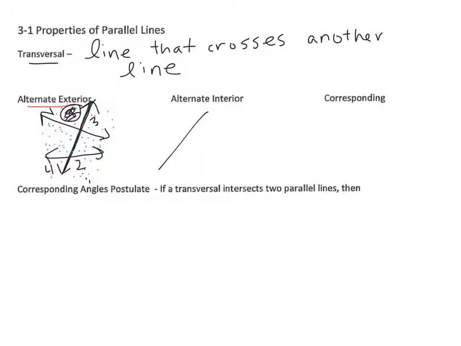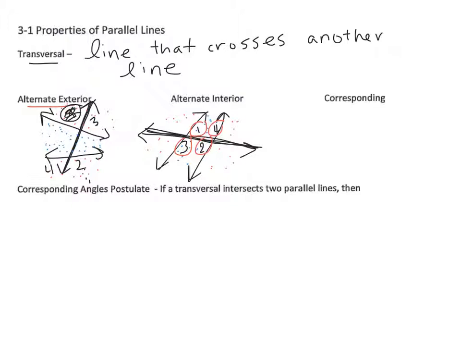We can do it similarly with alternate interior. So here's two lines, and here's my transversal. Let's specify that interior is between the two lines and the exterior is outside the two lines. So alternate interior means they need to be on the inside, on the blue side, and on opposite sides of the transversal. So 1 and 2 are alternate interior together as a pair. And then 3 and 4 are alternate interior together in a pair.